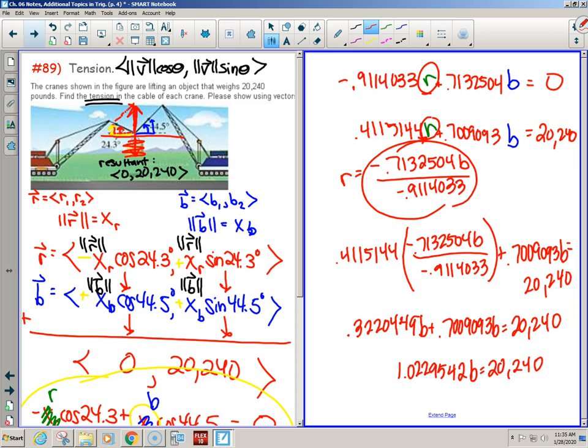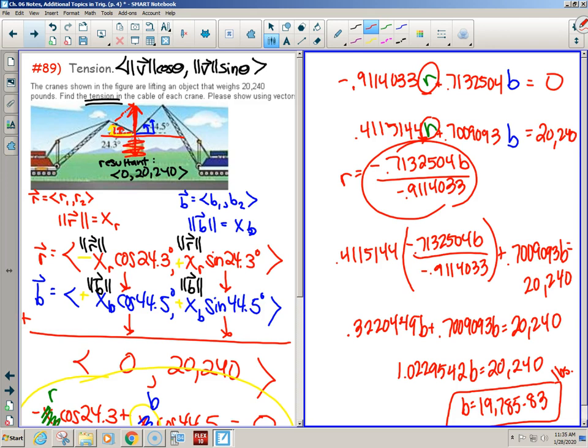20,240 divided by that big old decimal. B is equal to 19,785.83. What does that stand for? How many pounds of tension is actually on that cable as it's pulling up? So it's not bearing the entire load, but it's bearing a lot of it. So different R. Now we're just going to subtract the B from the... Well, I guess we could do that.